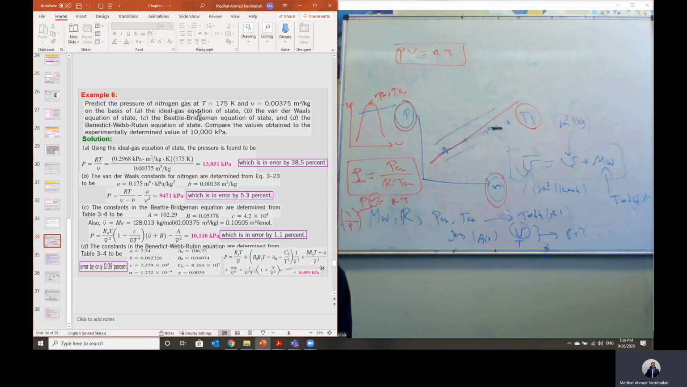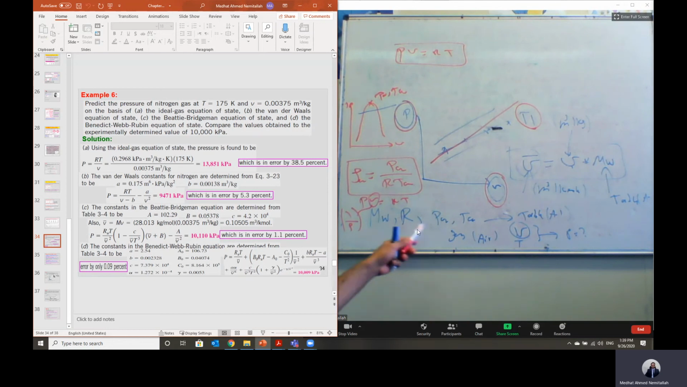Calculate this pressure using the ideal gas equation of state, the Van der Waals equation, the Beattie-Bridgman equation, and also the Benedict-Webb-Rubin equation. We need to calculate the pressure using all of these equations. Okay. So for nitrogen, first of all, I will go to table A1. For nitrogen, I will get the molecular weight, the gas constant R, and the critical pressure and critical temperature.